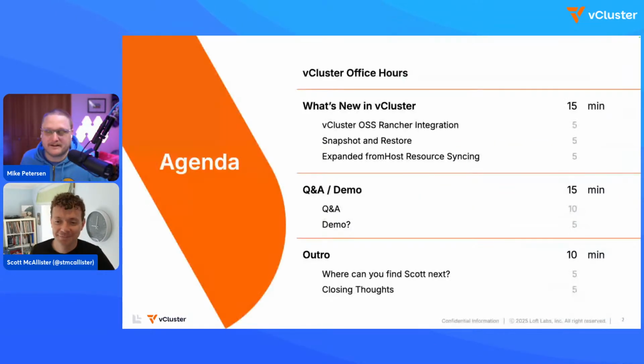All right. So what are we going to talk about today? We're doing office hours. We're going to talk about what's new in vCluster. So we're going to talk about the vCluster OSS Rancher Integration, Snapshot and Restore, expanded fromHost resource syncing. Basically, we're talking about all the new stuff that's come out for the open source version of vCluster. There are some other updates too that are enterprise that we may touch on, but we'll look at that when we get into the docs.